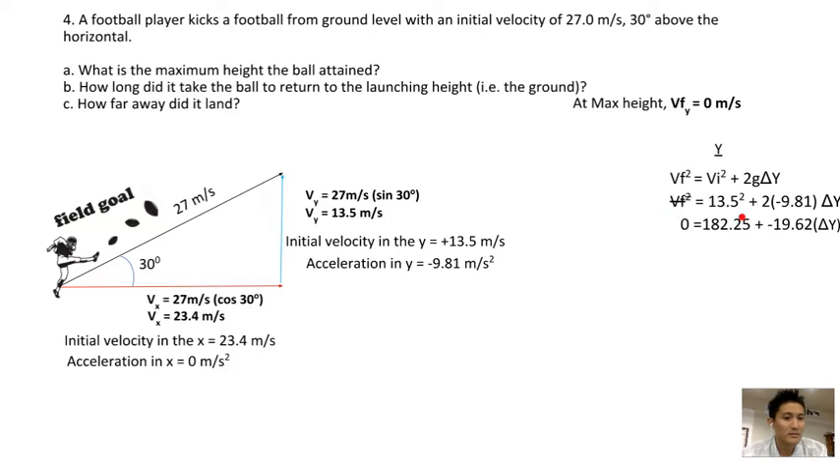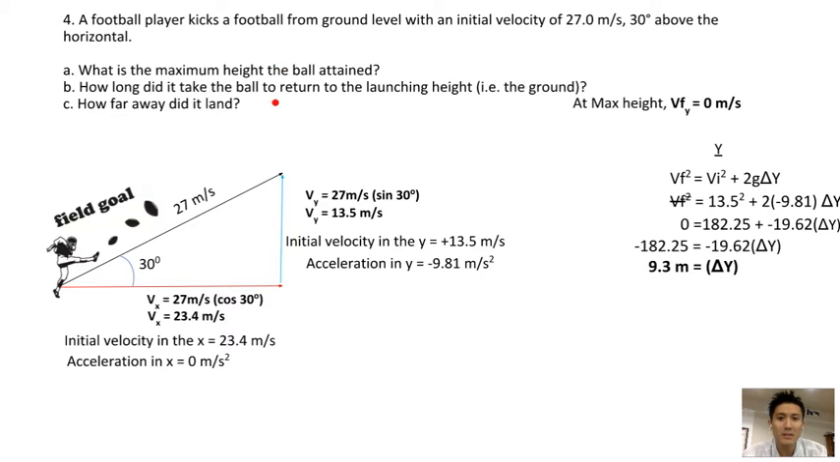So if we solve that, we take the square root of 13.5, multiply 9.81 by 2, get that. Then I'm going to subtract 182.25 to that side. I want to isolate y. I'm going to divide both sides by 19.62. And I'm going to be left with 9.3 meters. So at the maximum height, this kicker kicks the ball 9.3 meters in the air. So that's our answer for A. Our maximum height is 9.3 meters.